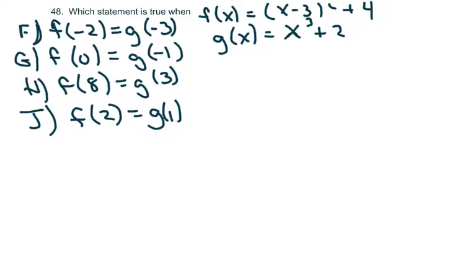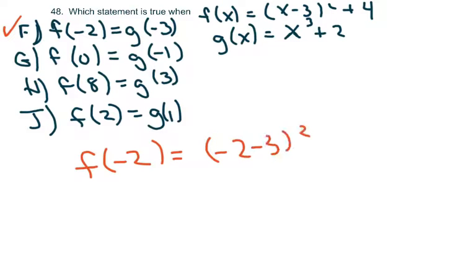All right? Which statement is true? Here they just want you to know function notation. So we're going to try each one. Let's try f of -2 and see if it is equal to g of -3. So I plug in f of -2. F of -2 equals (-2 minus 5) squared plus 4. You can use a calculator. This is going to equal 29.